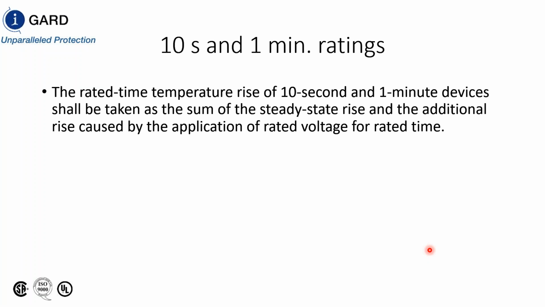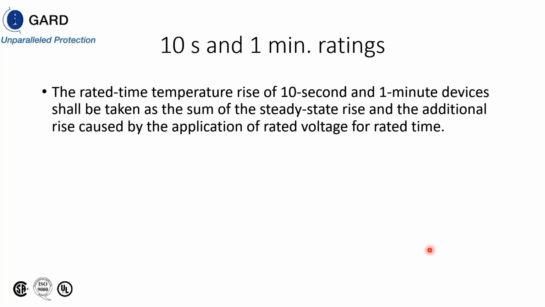The 10-second and 1 minute device is taken as the sum of the steady state rise and the additional rise caused by a rated fault for rated time. So for example, if you have a 400 amp 10-second resistor, that resistor is going to be rated for 400 amps 10 seconds. But you can also have a resistor rated for 400 amp 10 seconds and 80 amps continuous. We don't have two different types of resistors in there that change the value.